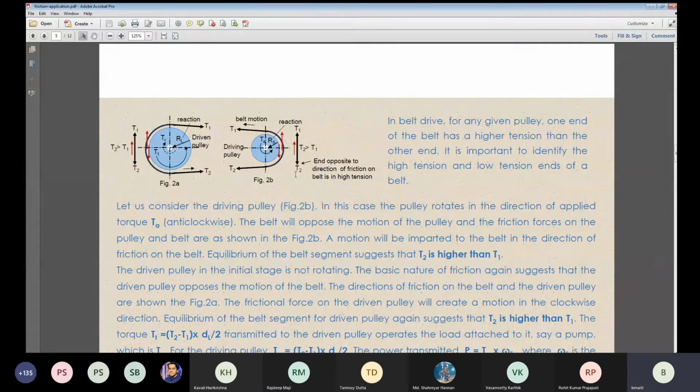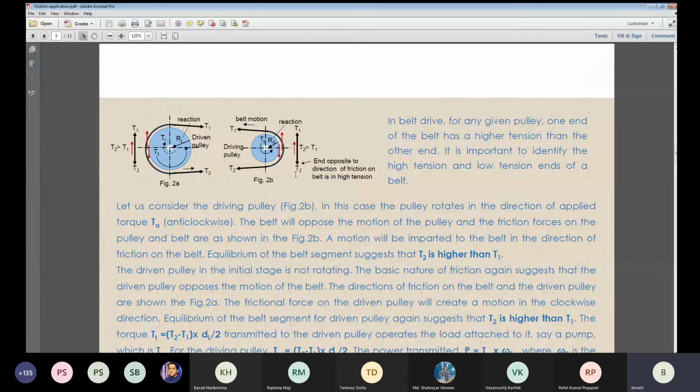I have written just T1 and T2. Had I written T2 on the higher side and T1 on the lower, then I would have said T1 is greater than T2. In some books you will find that some write T1 as the higher tension and T2 as the lower tension. Then you will be saying no. So notation is not important. What is important is which side is the higher one.